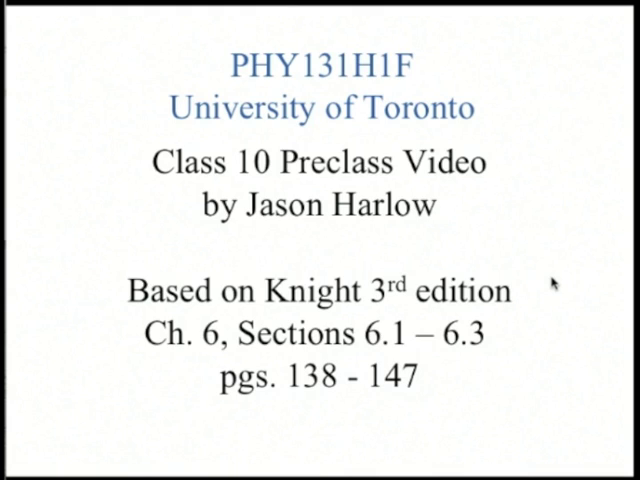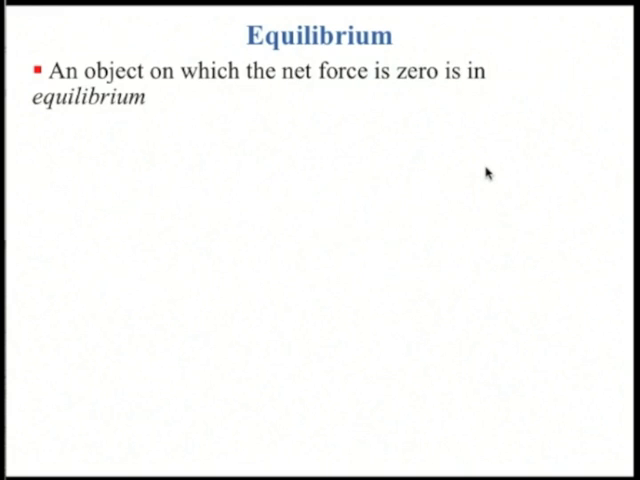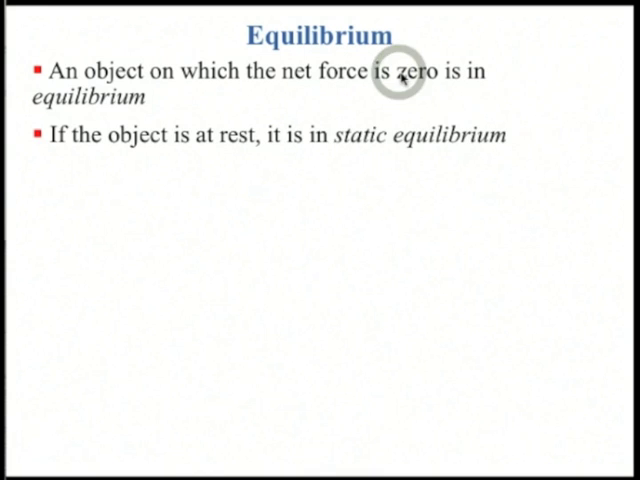Okay, Chapter 6, Section 6.1 on equilibrium and 6.2 on dynamics. Equilibrium. An object on which the net force is zero is in equilibrium. There's two kinds of equilibrium.